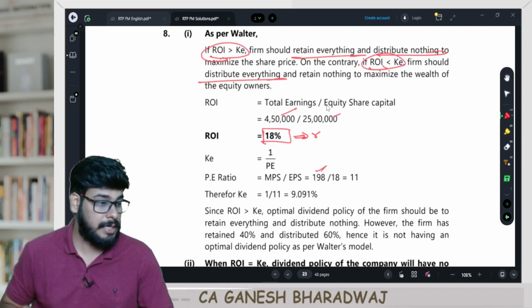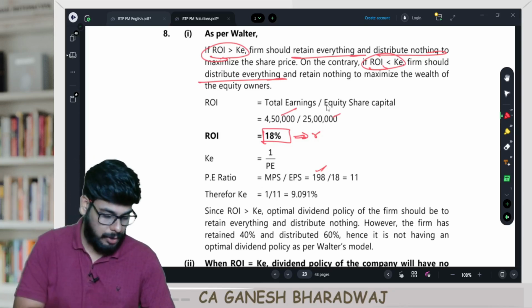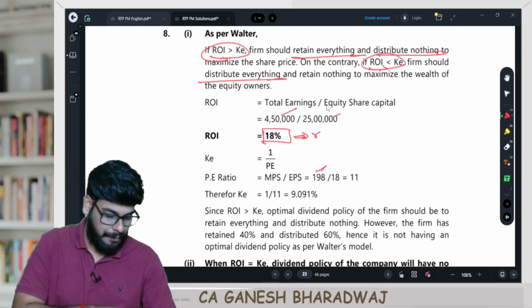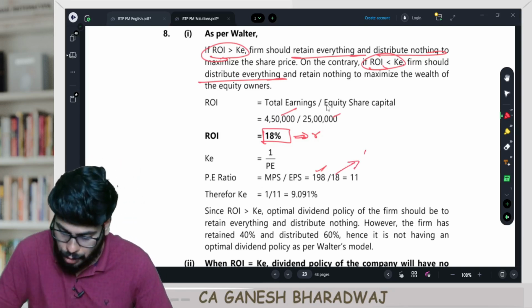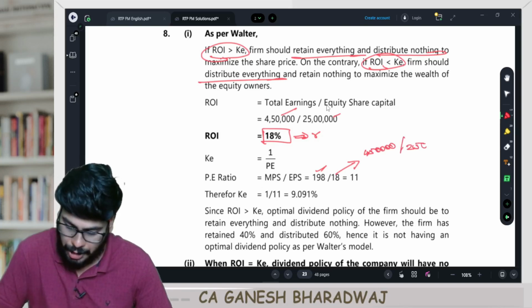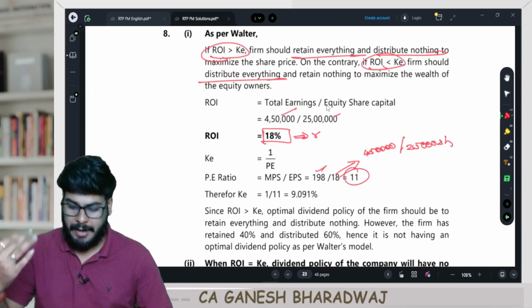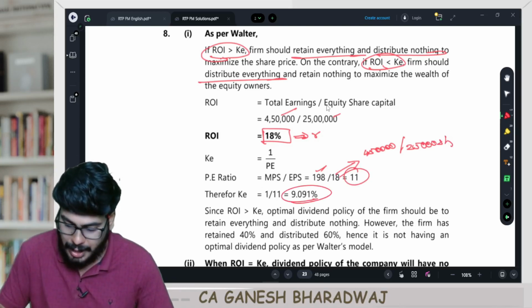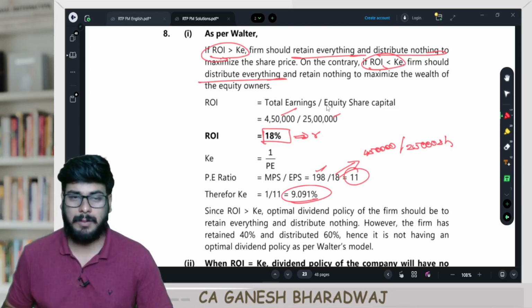Now they have given in the question 4,50,000 as the total earnings. The number of equity shares is 25,000. 450,000 divided by 25,000, current EPS is going to be how much? 18 rupees. How did you get this? 4,50,000 divided by 25,000 shares. Are you clear with this? If you do this, you get your current PE ratio. 1 divided by PE ratio, you get your KE as 9.091%. 9% approximately you keep.